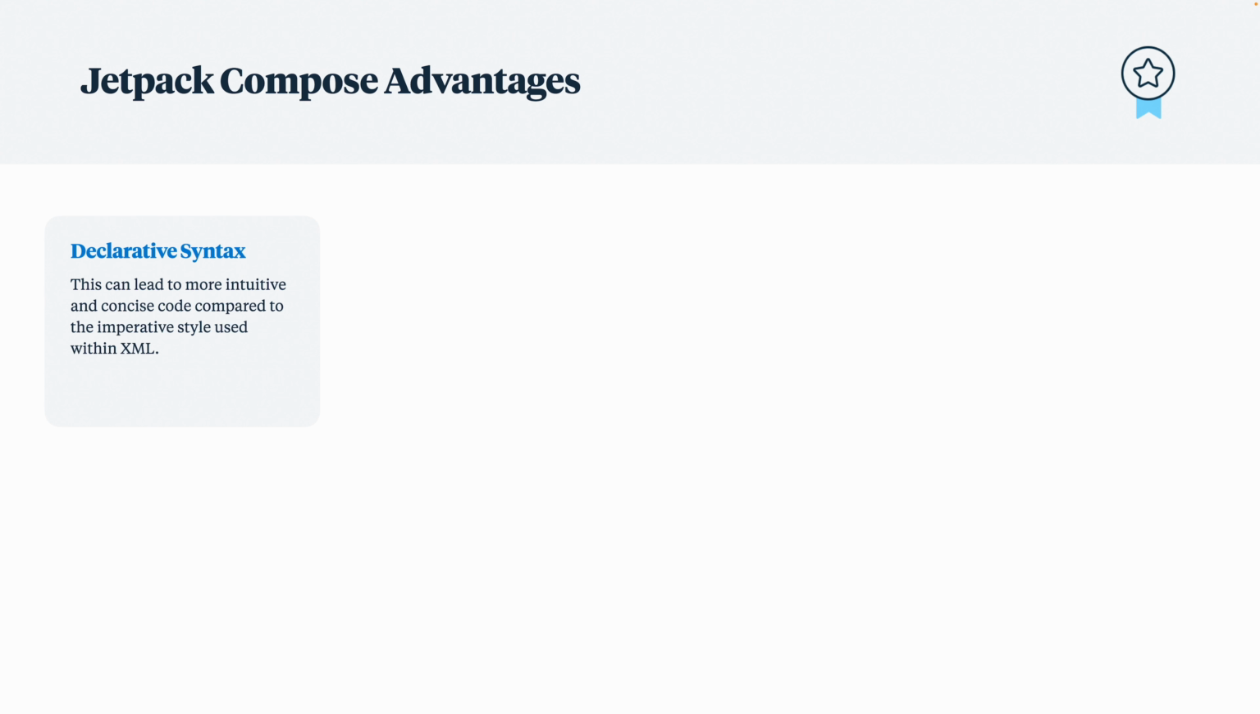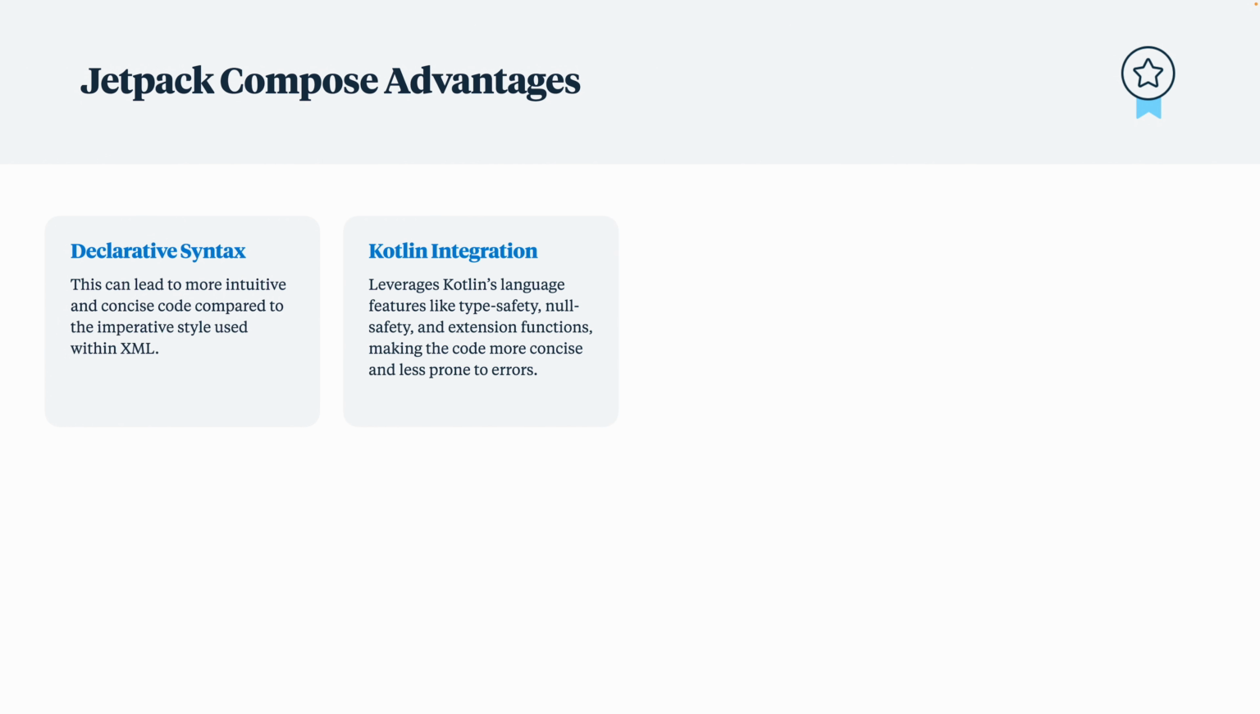First off, Compose uses a declarative approach for UI development. This means you define what your UI should look like, not how to create it step by step. This can lead to more intuitive and concise code compared to the imperative style used with XML. It is built on top of Kotlin and leverages Kotlin's language features like type safety, null safety, and extension functions, making the code more concise and less prone to errors.